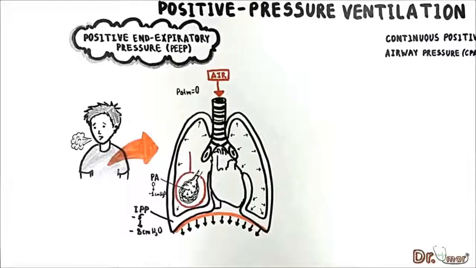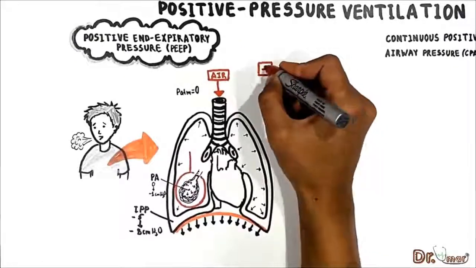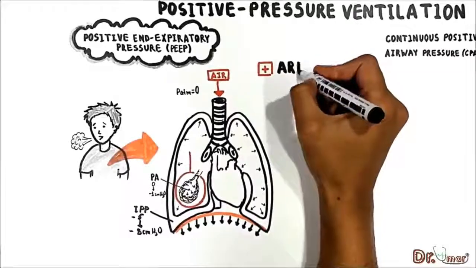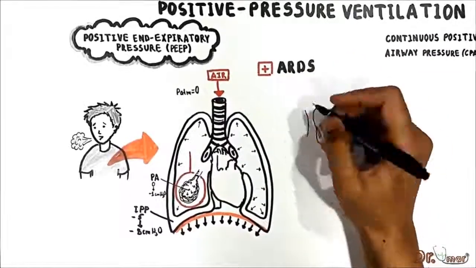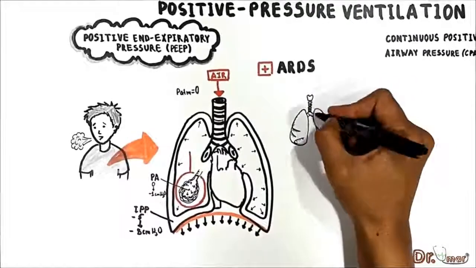However, there are some diseases in which the patient's lungs are not able to create this negative alveolar pressure to suck the air in. For example, in case of acute respiratory distress syndrome, there is a widespread inflammation in the lungs which causes injury to the lung cells and surfactant dysfunction.